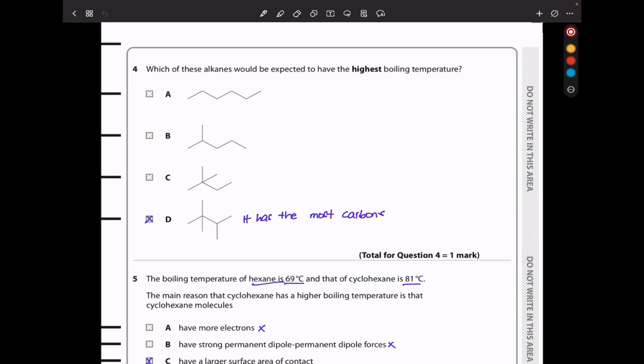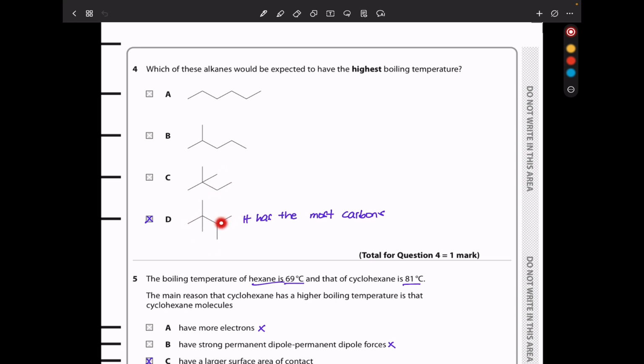In question 4, which of these alkanes would be expected to have the highest boiling temperature? So here we have to look at the number of carbons. We can see 1, 2, 3, 4, 5, 6. Those are isomers, also 6 carbons. And then 1, 2, 3, 4, 5, 6, 7.